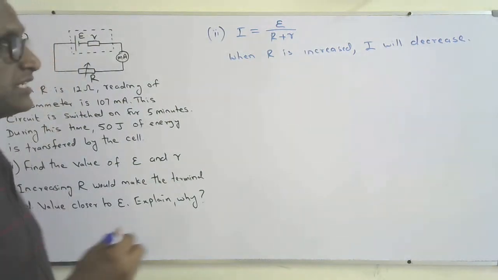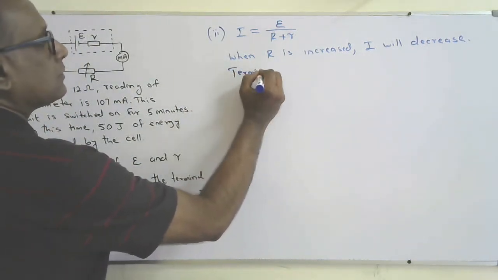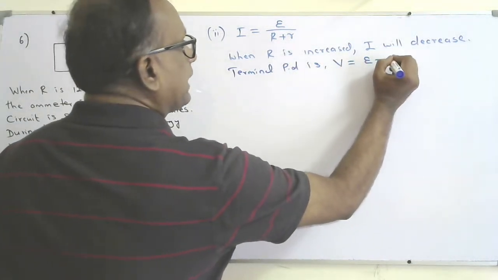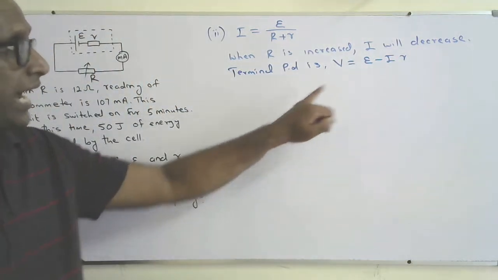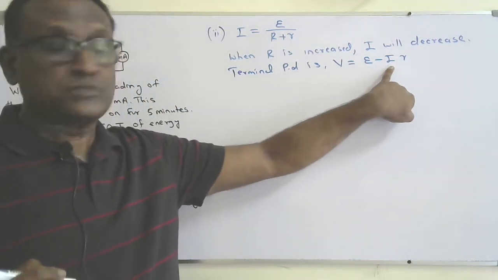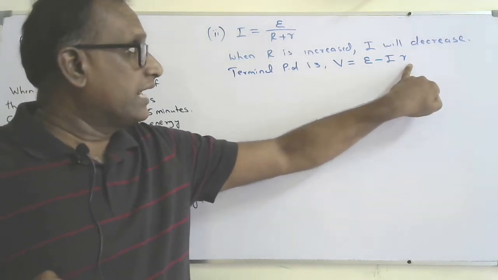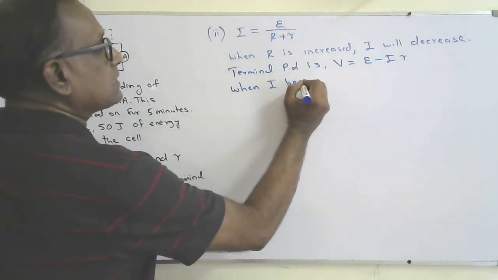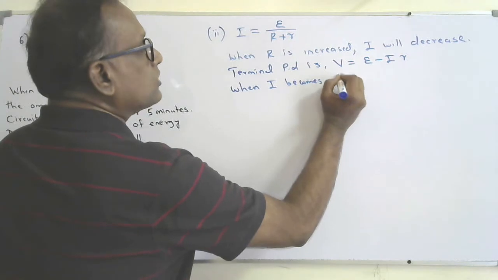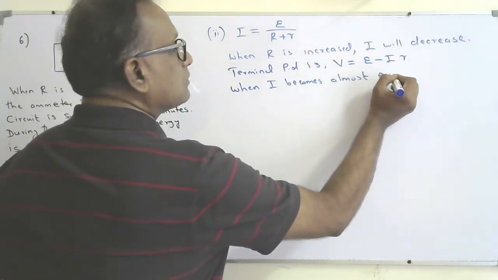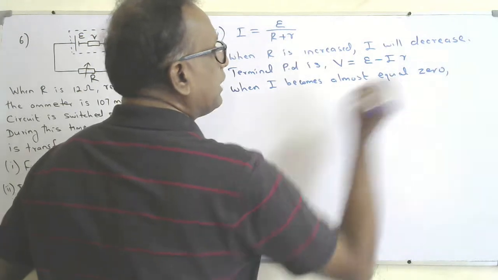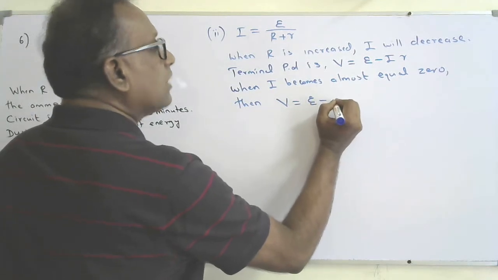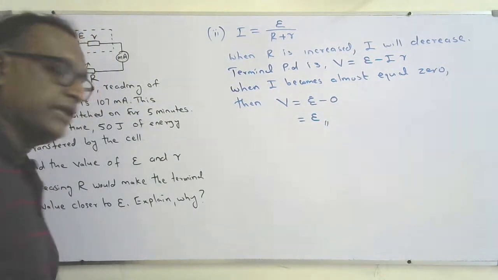So terminal potential difference is given by V equal E minus Ir. So when I decreases and when I becomes very small, almost equal to 0, Ir will become equal to 0. So I can say when I becomes almost equal to 0, then V will be equal to EMF minus 0. That will be equal to EMF.